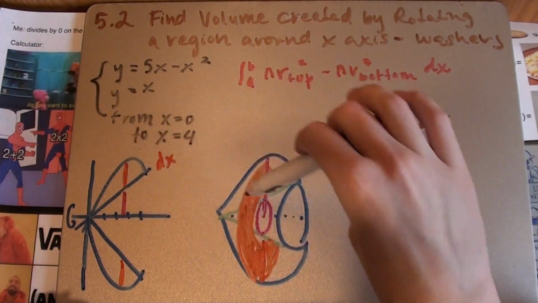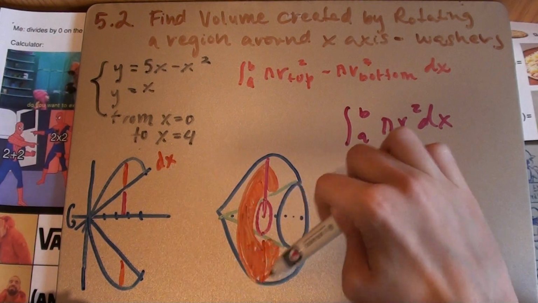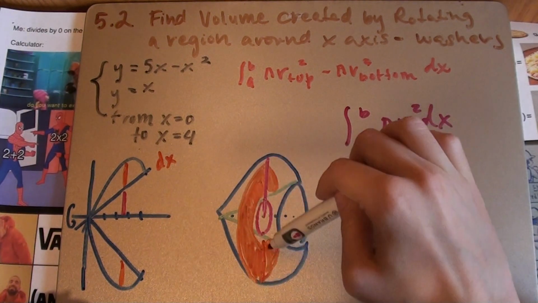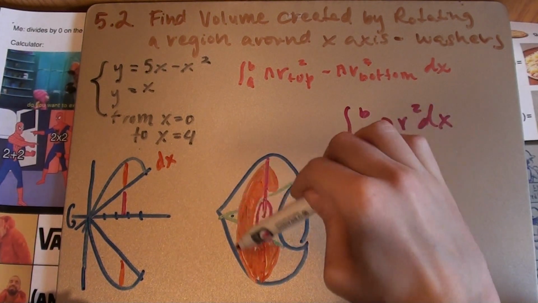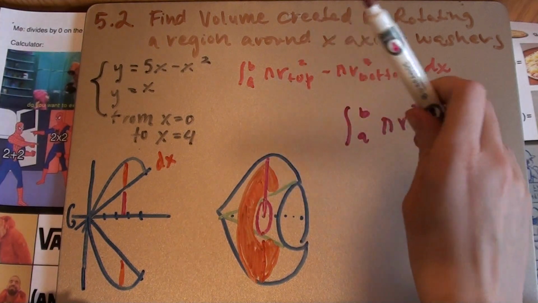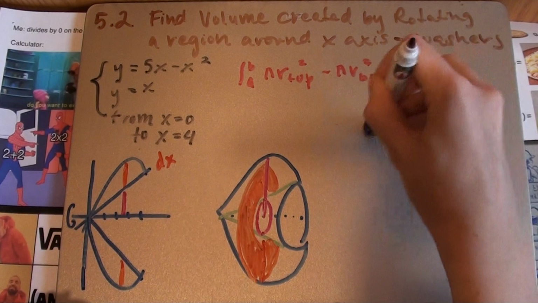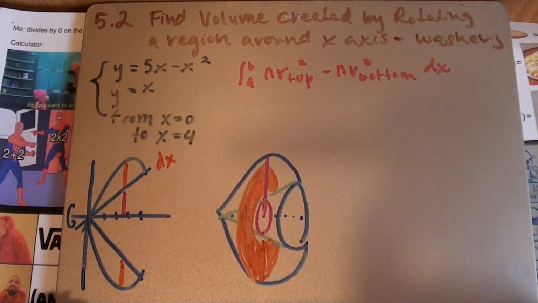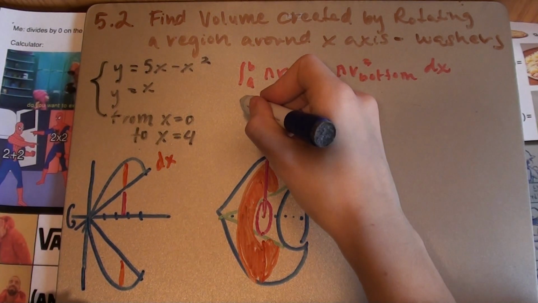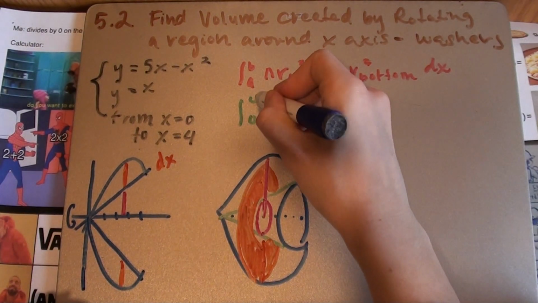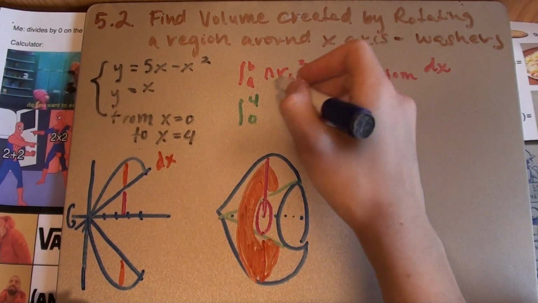Once we do that, all we're left with is this orange disk, or orange washer, that we want. So, doing that, let's set up our integral. Like I said, we know what we're integrating with respect to. We're integrating from 0 to 4 in terms of x. Now we have our disk equation, right?